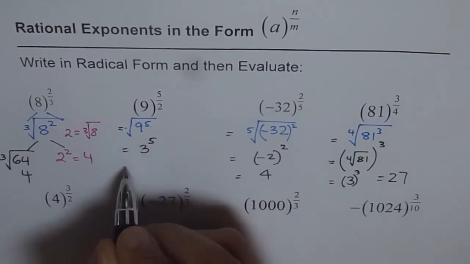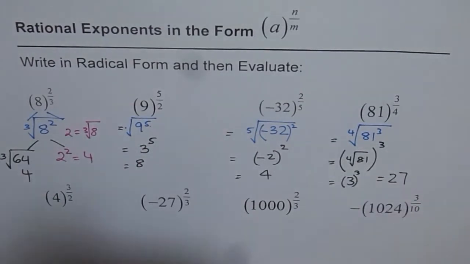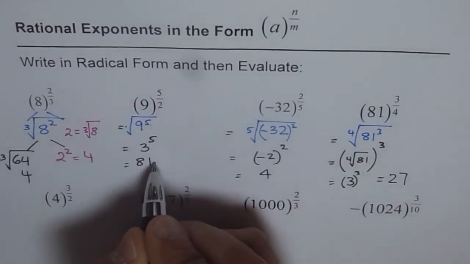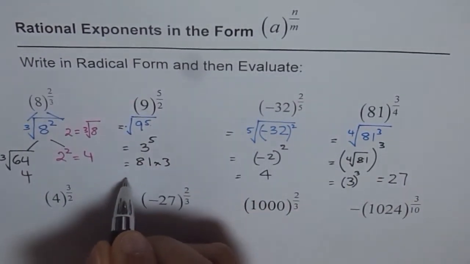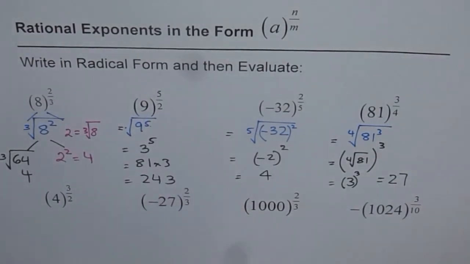Now 3 to the power of 5, I know 3 to the power of 4 is 81. So we just got it here, right? 81. So 81 times 3, right? That gives me the answer. So 3 times 1 is 3, 3 times 8 is 24. So 243 is my answer.